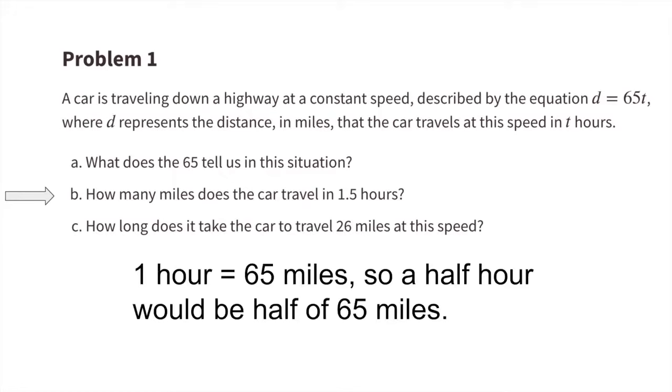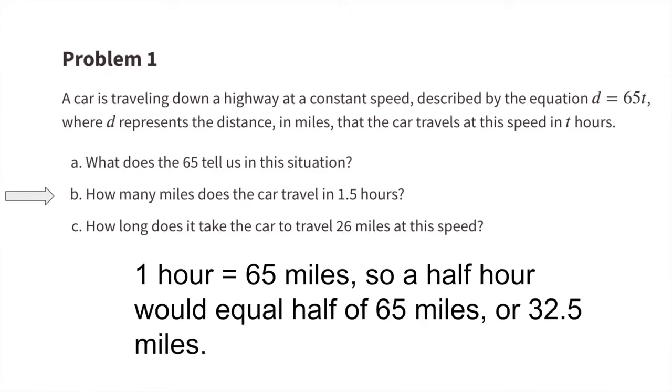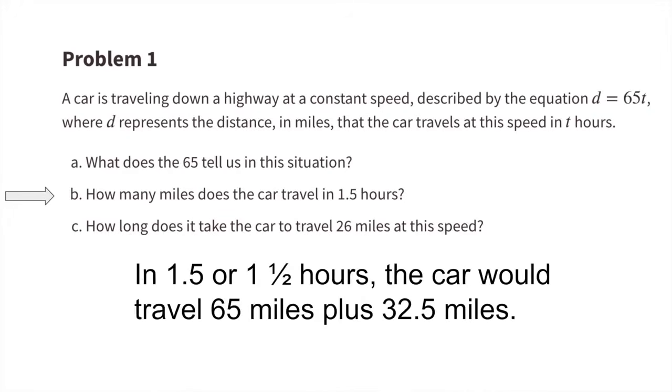B. How many miles does the car travel in 1 5/10 hours, or 1.5 hours? In 1 hour, the car travels 65 miles, so a half hour would be half of 65 miles. A half hour would equal 32 5/10 miles. In 1.5 hours, the car would travel 65 miles plus 32 5/10 miles. The car would travel 97 5/10 miles in 1.5 hours.